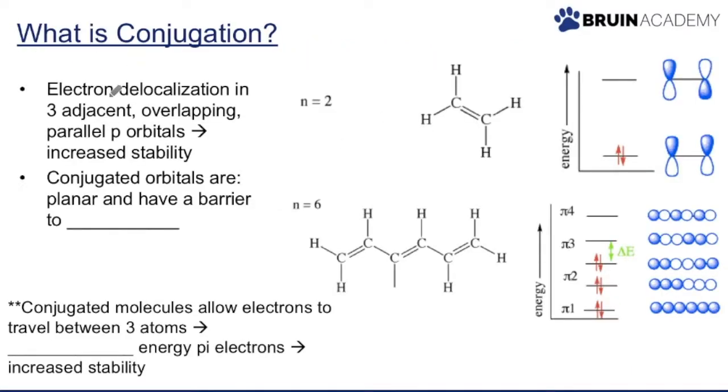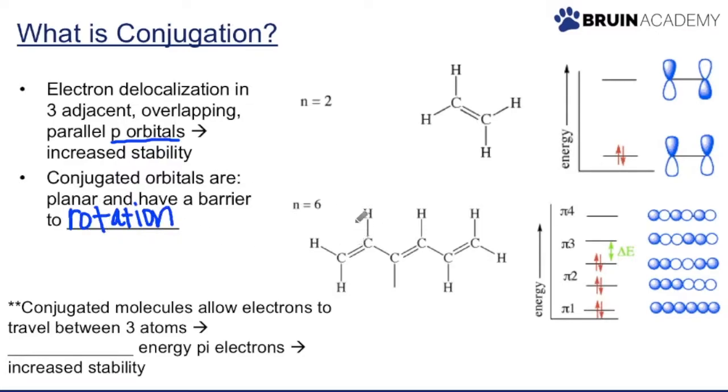So what is conjugation? Conjugation is basically when electrons are delocalized in these p orbitals here, and they're specifically adjacent, overlapping, parallel p orbitals. And what's great about conjugation is that it leads to very, very good stability. It also results in molecules that are planar, as opposed to having a non-flat kind of structure. And they also have a barrier to rotation. So I'm going to write that in right here.